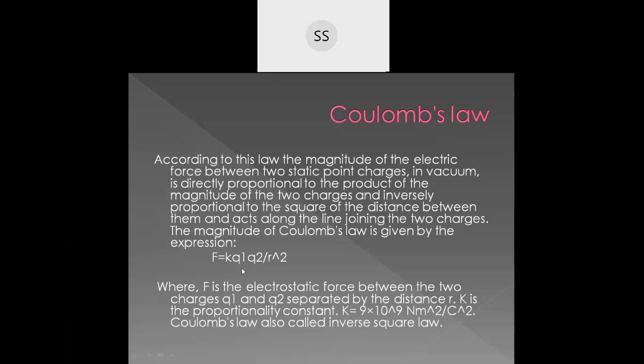This is the final formula, F equals K Q1 Q2 divided by R squared, where K is a proportionality constant. The value of K is 9 into 10 to the power 9 Newton meter squared divided by Coulomb squared. This is the unit, Newton meter squared per Coulomb squared, and the magnitude is 9 into 10 to the power 9. So this is Coulomb's law.